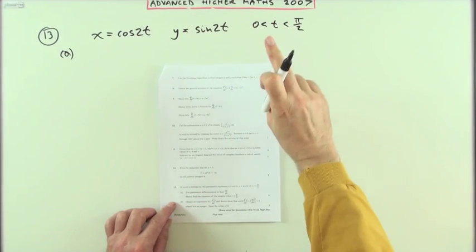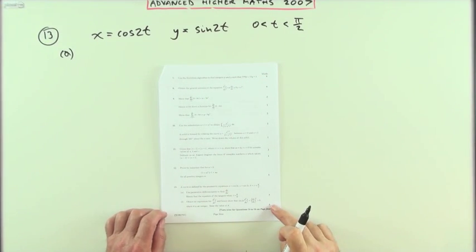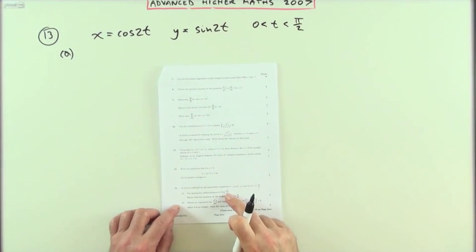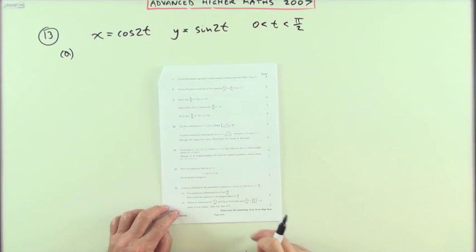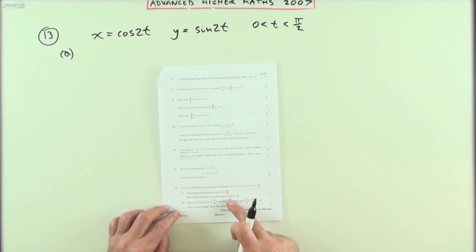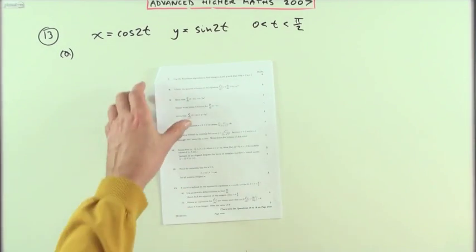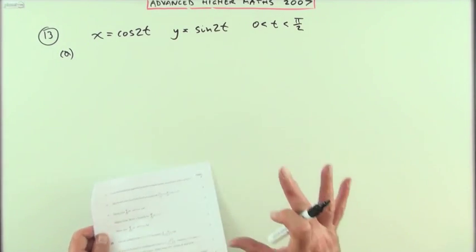Number 13 then from the 2007 Advanced Higher Maths, parametric equations. A pair of parametric equations, get the derivative of y with respect to x, find the equation of a tangent at a certain point on that curve defined by the parameter at t equals pi upon 8.